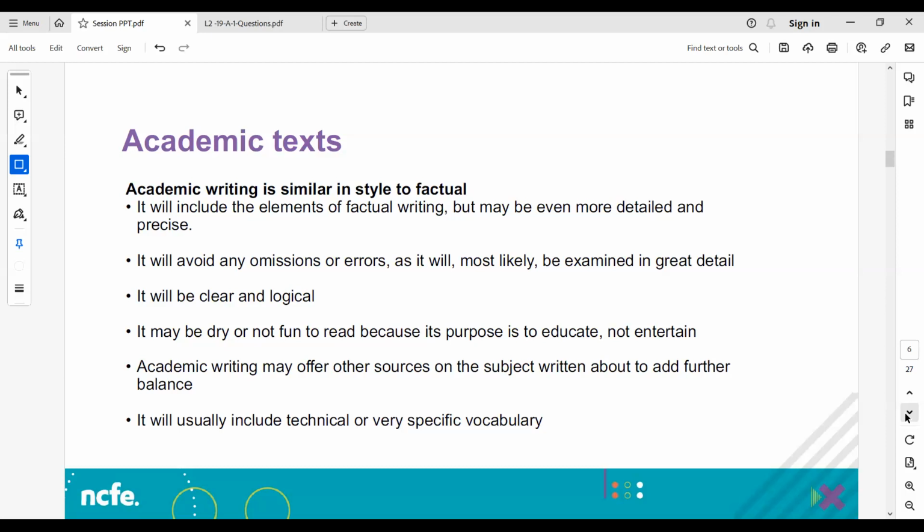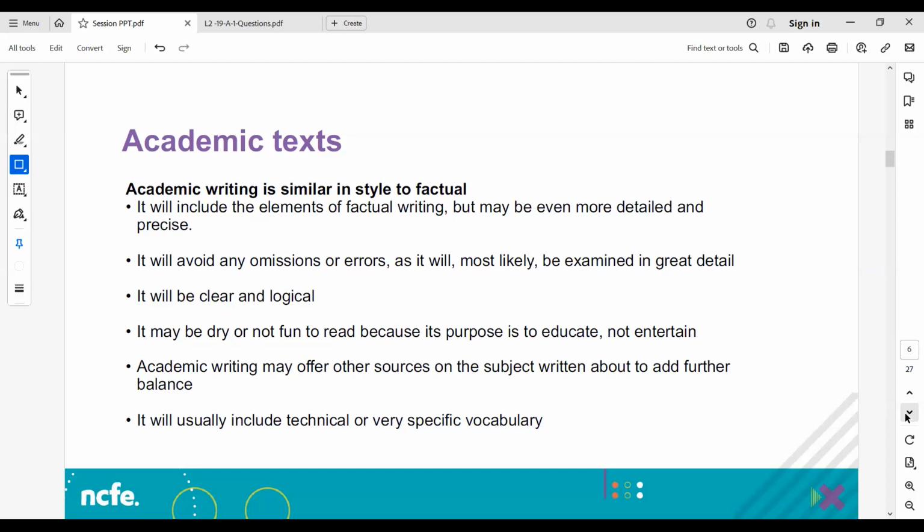So an academic text as well, there won't be omissions or errors. It will be clearly researched in depth, and there'll be a lot of examination in the text of the subject matter. There'll be a clear and logical plan for the text, so it will be laid out clearly and logically. And because its purpose is to educate, not to entertain, it might be dry, it won't be entertaining.